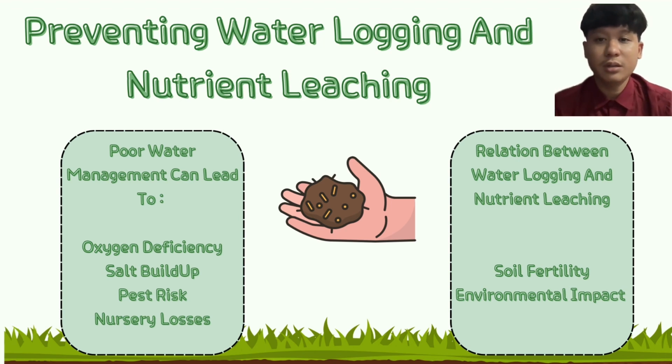Moving on to the relation between waterlogging and nutrient leaching. So, waterlogging often leads to nutrient leaching. Leaching occurs when excessive irrigation washes away essential soil nutrients, particularly nitrogen, potassium, and calcium, deeper into the soil or beyond the root zone. When water pools on the surface, it can cause the nutrients in the upper soil layer to dissolve and move downward, preventing plants from absorbing them. This further exacerbates the poor growth caused by waterlogging.